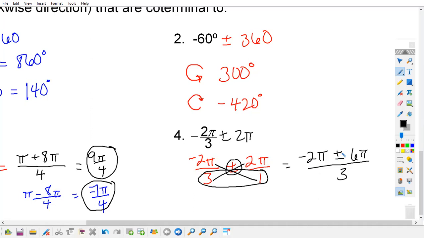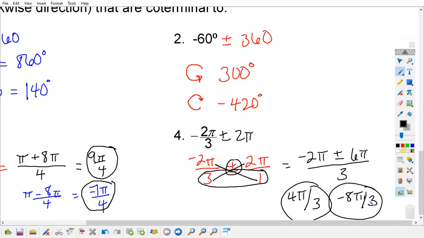What is negative 2 pi plus 6 pi? 4 pi over 3. What is negative 2 pi minus 6 pi? Negative 8 pi over 3. Thank you, Sam. And there are your coterminal angles. How do you feel about your ability to find coterminal angles? Good? Okay. I'm glad.